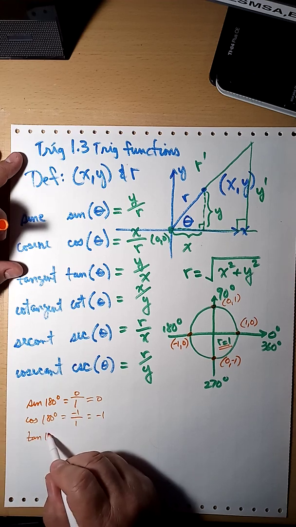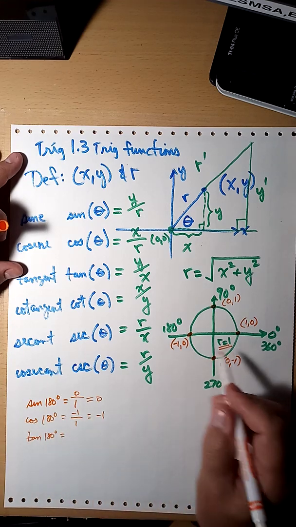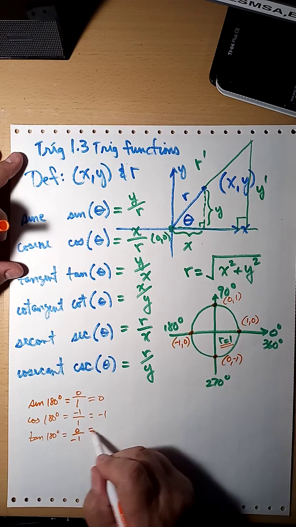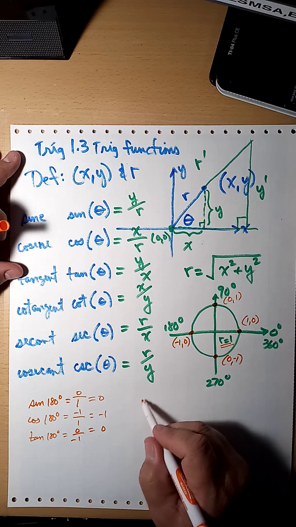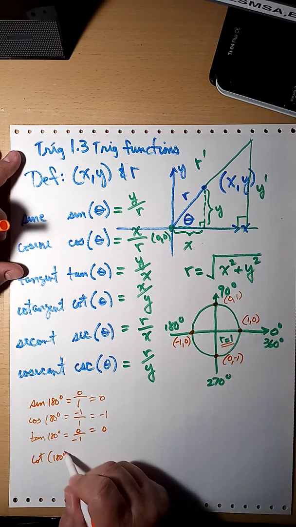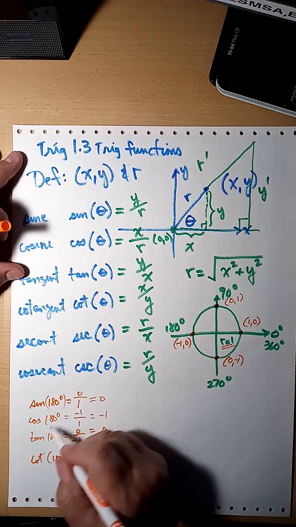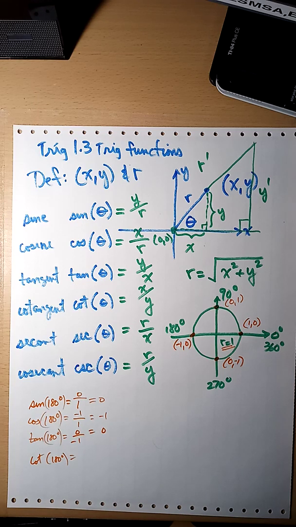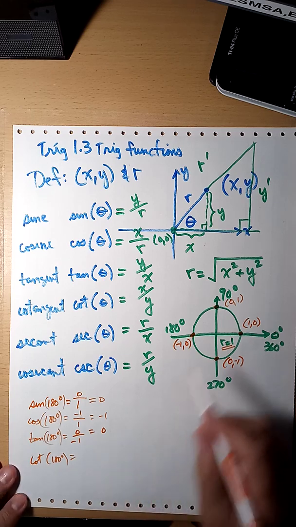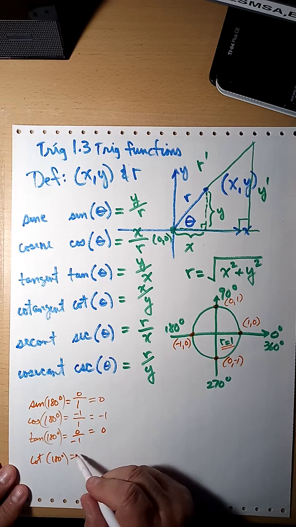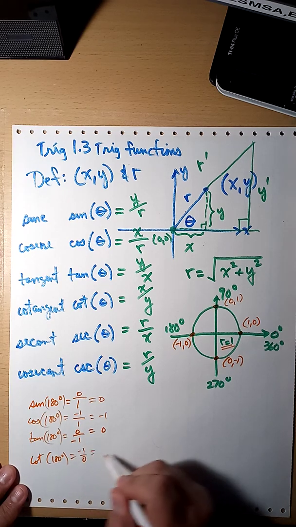The tangent of 180 degrees. It's y, 0, over x, negative 1, which is 0. The cotangent of 180 degrees, don't need parentheses all the time. Mathematicians get lazy. If it's not misunderstood, you don't really need the parentheses, but your calculator is going to put it there all the time. The cotangent is x over y, or the negative 1 over 0, which is undefined.